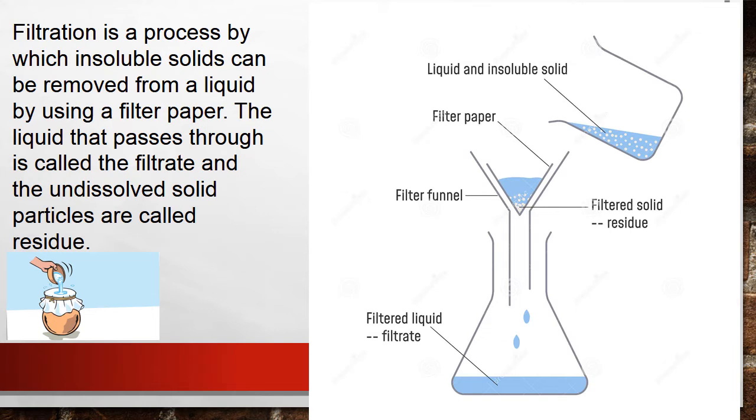So a filter allows the liquid to pass through. That filter paper or filter allows the liquid to pass through and retains the solid particles, and the solid particles retained by the filter are known as residue. As you can see in the picture, these particles are known as residue, and the clear liquid collected into the different container is called filtrate.